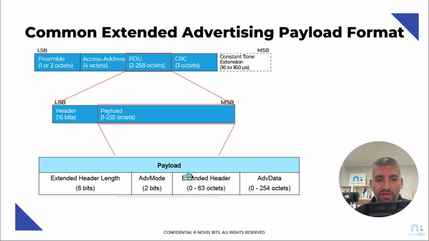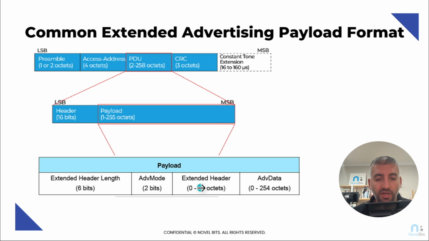So the extended header, and what's interesting here about this payload is that it's not that we have up to 64 bytes for this and then up to 254 bytes for this. In fact, the 0 to 254 means that we actually have 254 bytes for these two together.